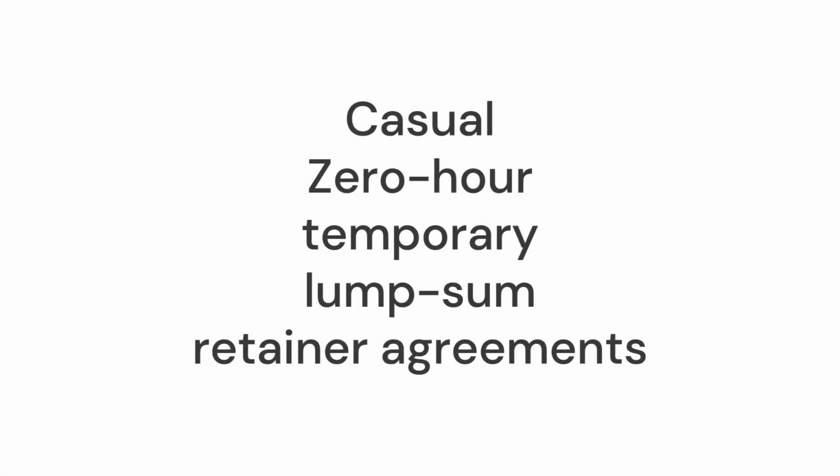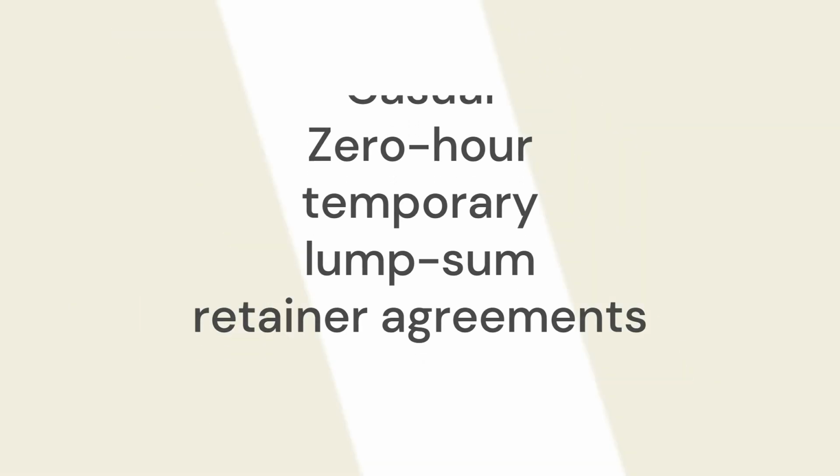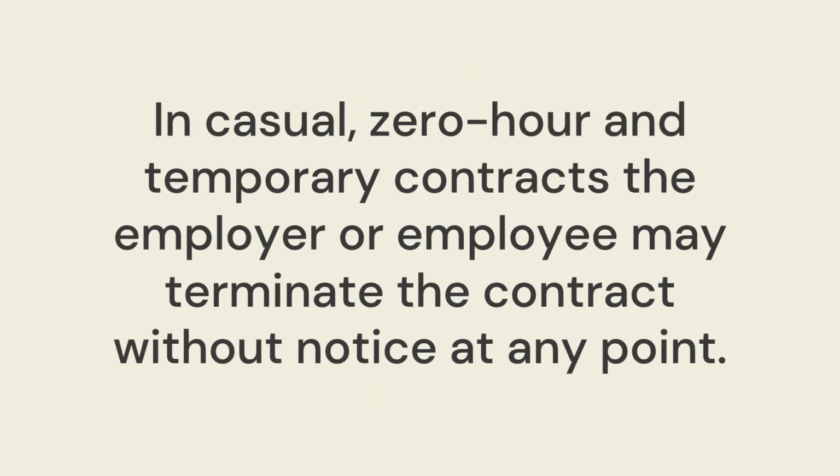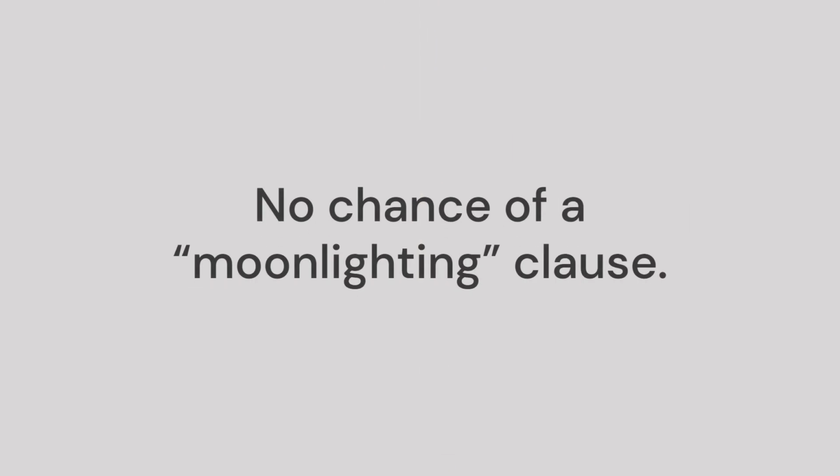Flexible contracts: casual, zero hour, temporary, lump sum, retainer agreements. Zero hour means no hours are guaranteed and is used when business requirements fluctuate. Popular in hospitality and retail. 48-hour opt-out. In casual, zero hour and temporary contracts, the employer or employee may terminate the contract without notice at any point. No chance of a moonlighting clause.